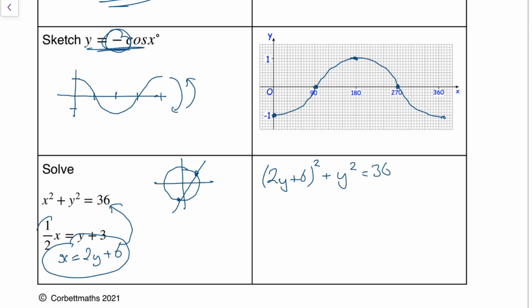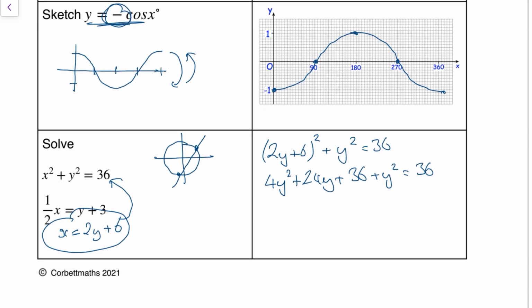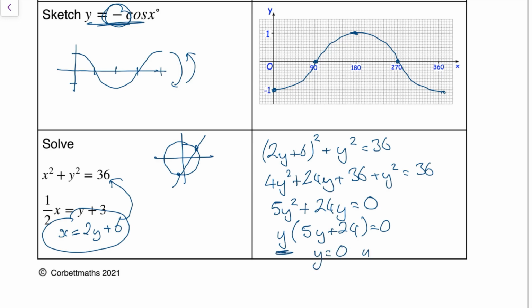Worthwhile being clear what I've done there. I didn't like the half x, so I multiplied by 2, which allows me to put it into there. Expand this first one, it's going to give me 4y squared. 6 times 2 is 12, double is 24. 6 times 6 is 36. y squared is y squared, and that's 36. Now, I can see my 36s cancel. Collect my y squared, so that's going to give me 5y squared plus 24y is equal to 0, which means 5y plus 24 is equal to 0, which means either y is equal to 0, this bit here, or y is equal to minus 24 over 5.